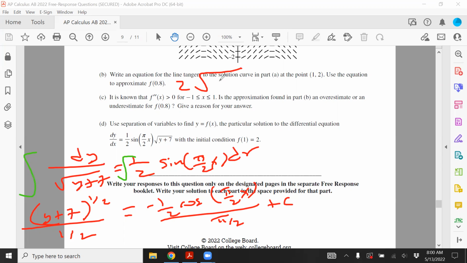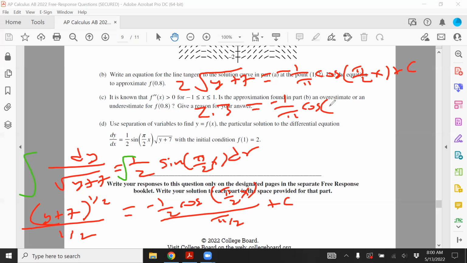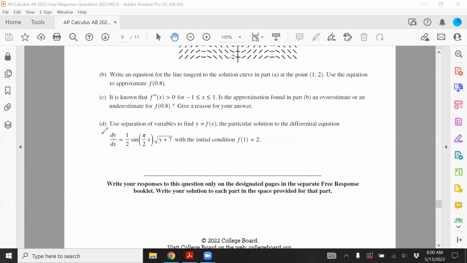So you have 2 root y plus 7 equals negative 1 over pi cosine pi over 2x plus c. You plug in 2 for y, so it's 2 times 3 equals negative 1 over pi cosine, 1 for x. Solve for c. If you solve for c correctly, that's 6 equals... cosine pi over 2 just goes away. That's 0. So c is 6. That's easy. And then solving for y is going to be a fun one. That's just 1 point, right?